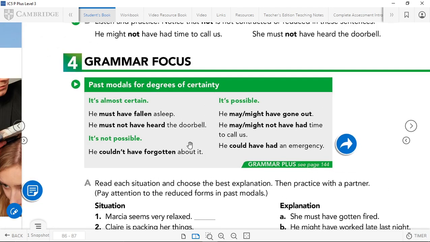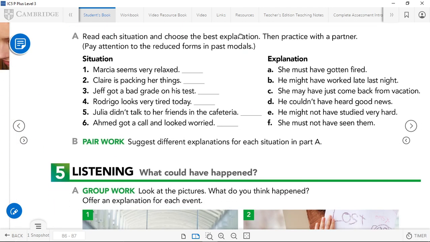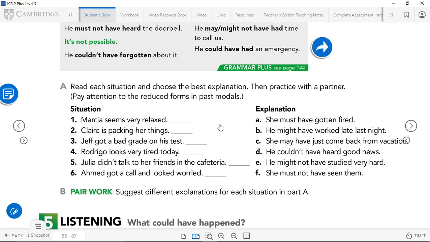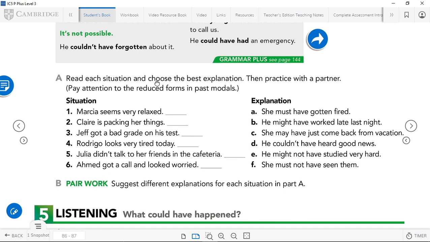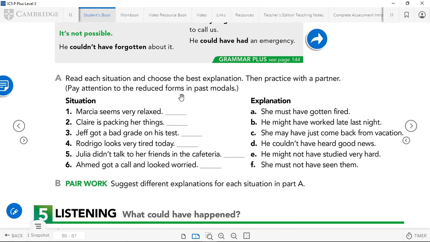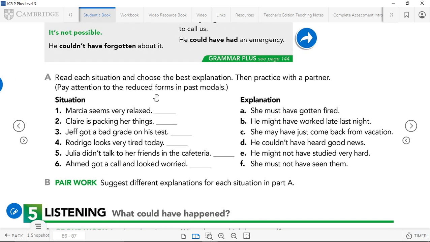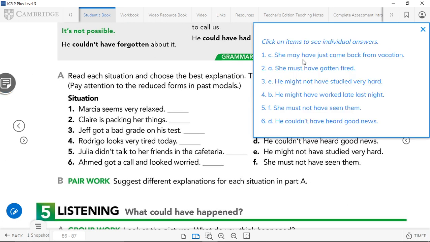Okay, so now, if you do understand, let's do this activity right here. You're gonna read each situation and choose the best explanation, okay? And then pay attention to the reduced forms in the past modals, okay? So we have situations and explanations. Take your time to match them, okay? Okay, you finished. Let's check.